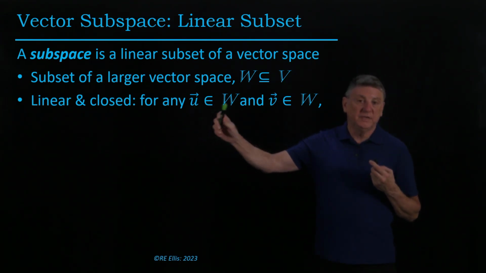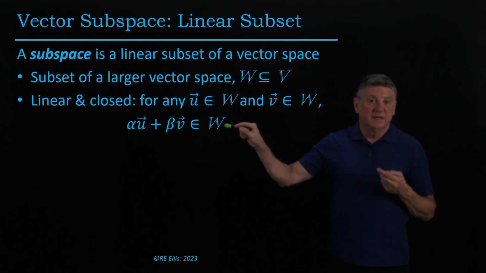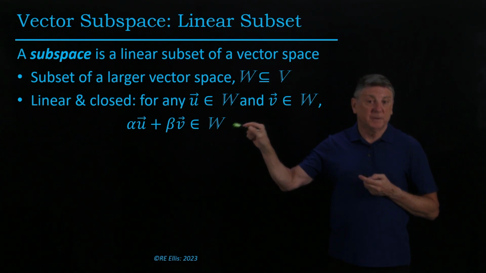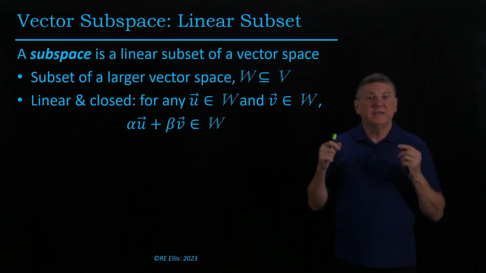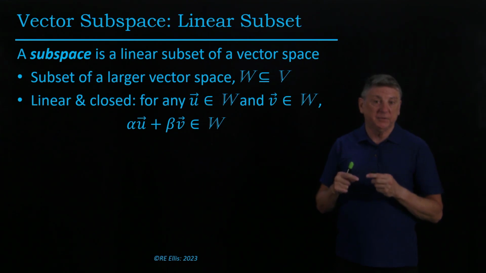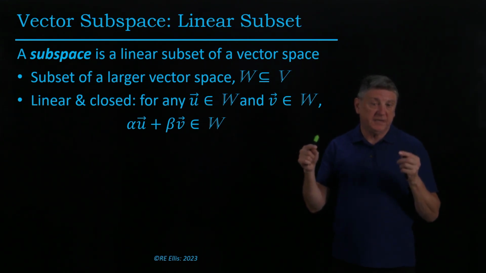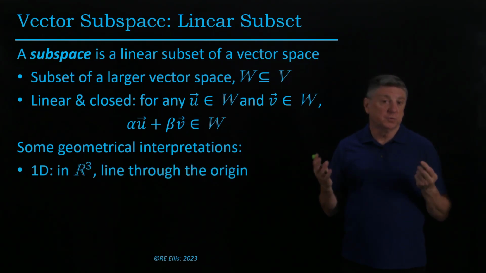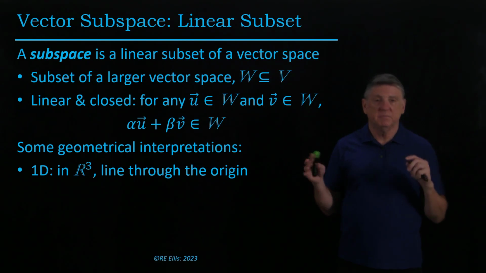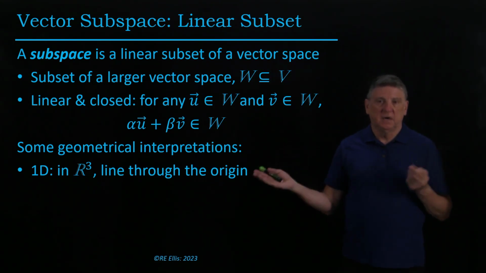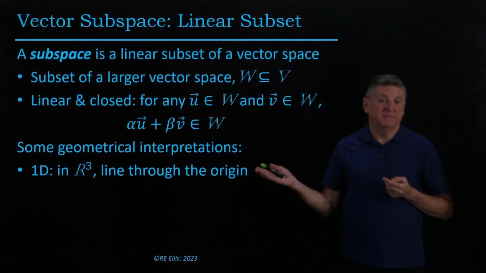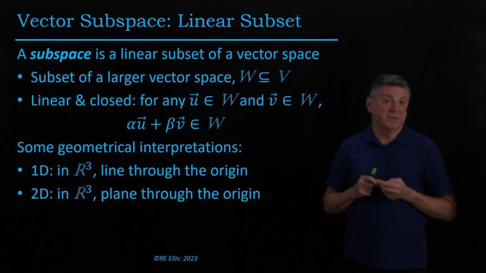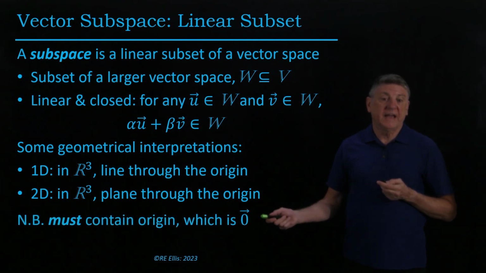So for any u in the subspace and v in the subspace, the same linear combination rule has to apply. So W is itself a vector space. So we can have a little vector space W inside a bigger vector space V, and that is okay. So some geometrical interpretations are, suppose we're looking at coordinate space of size 3, which is just our 3D space. A one-dimensional vector subspace is a line that goes through the origin, and a two-dimensional subspace is a plane that goes through the origin. Note that it has to contain the origin.